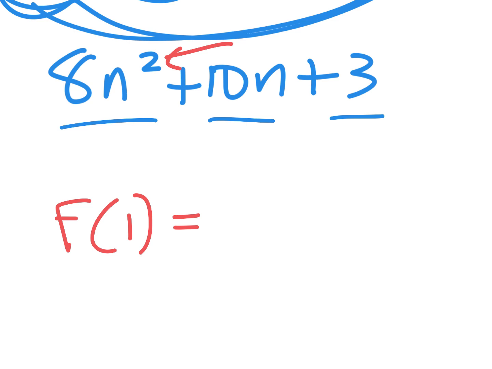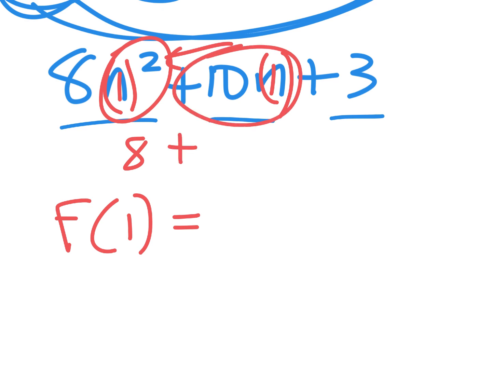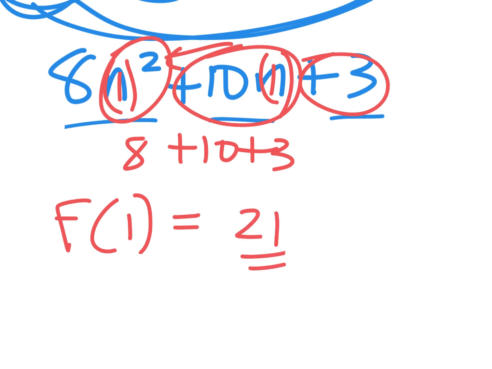Okay, so you stick a 1 in. The 1 goes here. 1 goes here. And now we got 1 squared is 1. 8 times 1 is 8. Do you get that's actually faster than a calculator? You can do that in your head. And then 10 times 1 is 10. That's definitely doable in your head. And then plus 3. So then 18 plus 3, 21. Raise your hand if you had a 21.